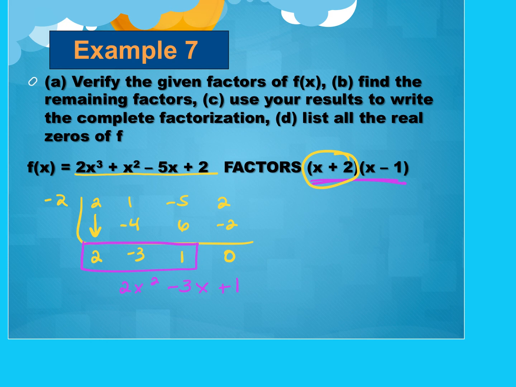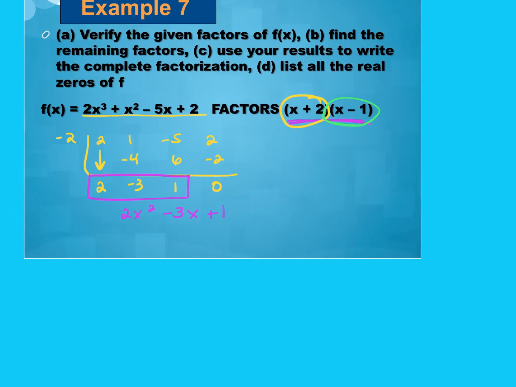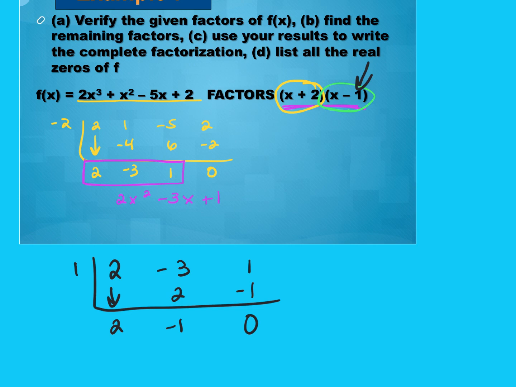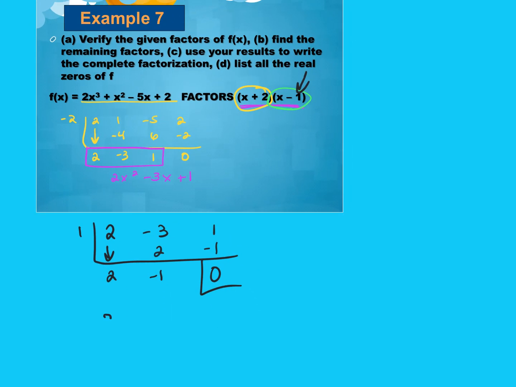From here, I have two choices. I could factor it again, or they gave me another 0. So I can take my reduced polynomial, 2, negative 3, 1, and put my second 0 on the outside, which would be 1. Bring down the 2, 2, negative 1, 0, and I just reduced it a degree again, making it 2x minus 1. That is my last factor.